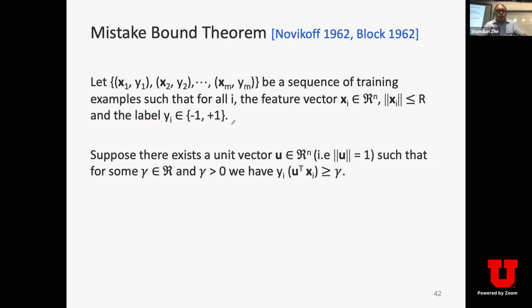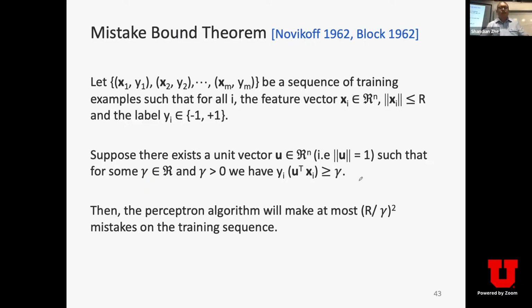And then suppose this data set is linearly separable, meaning that there exists a unit vector u. Unit vector means that the norm or length is simply 1, such that there is some positive gamma, and for every training example xi, yi, we have yi times u transpose xi no less than gamma. So that is the second precondition.